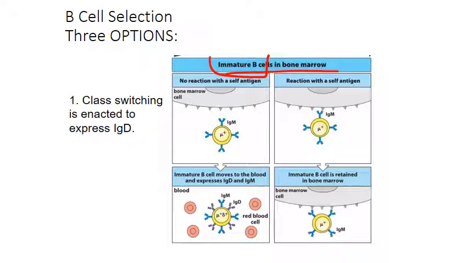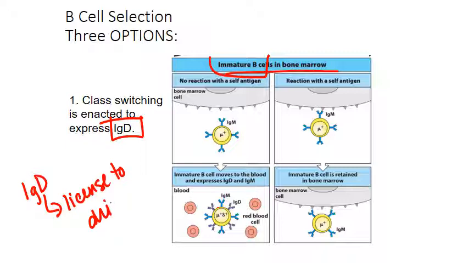So first off, it doesn't get released because it doesn't get cued to undergo class switching to produce IgD until after it's done this testing. So IgD is basically the B cell's license to drive. This is what gets it out of the bone marrow.